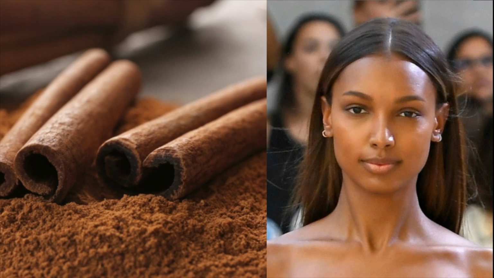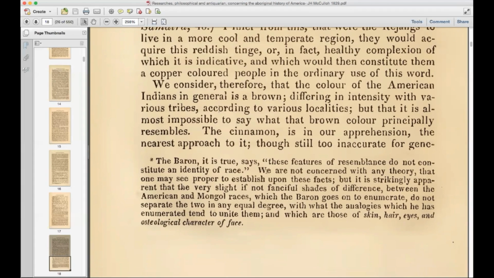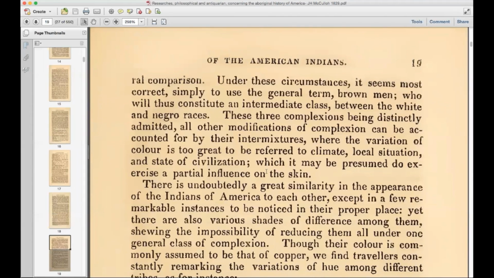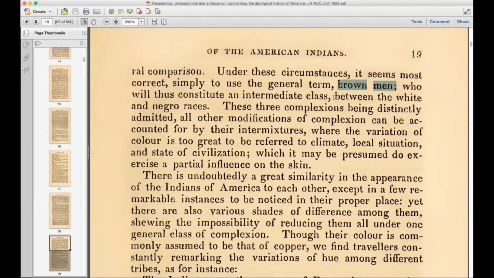Who has that complexion? Though still too inaccurate for general comparison, under these circumstances it seems most correct simply to use the general term brown men, who will thus constitute an intermediate class between the white and the Negro races. So he's basically saying, I prefer to call them brown men rather than copper colored men. But this is what he's pointing out. But what is he really saying? Kind of saying the same thing, right? So dodge the hijack right there.